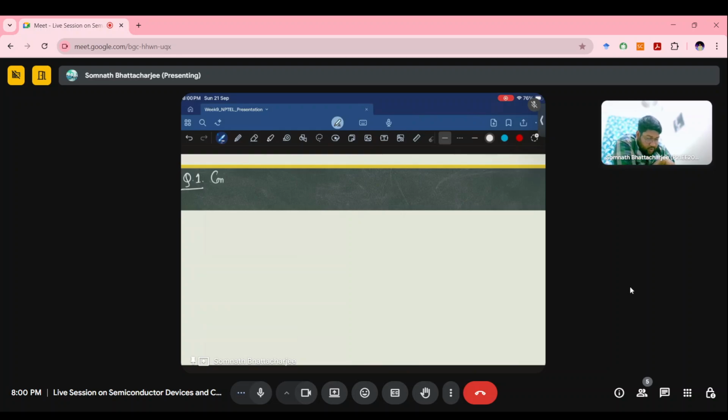Now let's consider an n-channel MOSFET with a W of 15 micron and L of 2 micron and Cox of 69 nanofarad per centimeter square. So we right now have the aspect ratio and also the Cox value. If we want to calculate the mobility, it will be much easier for this case.